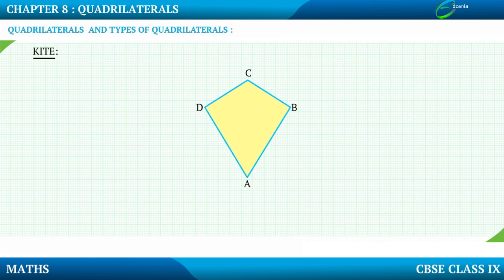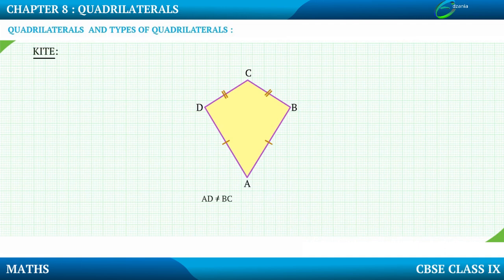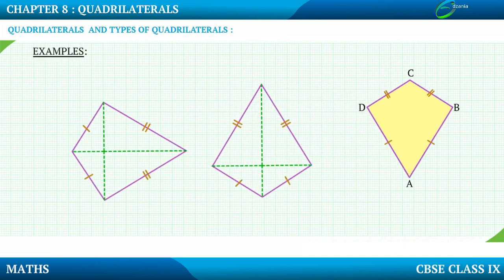Kite and its properties. ABCD is a quadrilateral. In this, AD is equal to AB and CD is equal to CB. Two pairs of adjacent sides are equal and the opposite sides CD and AB are not equal. In a kite, the opposite sides are not equal. So AD is not equal to BC and AB is not equal to CD. These are examples of a kite.